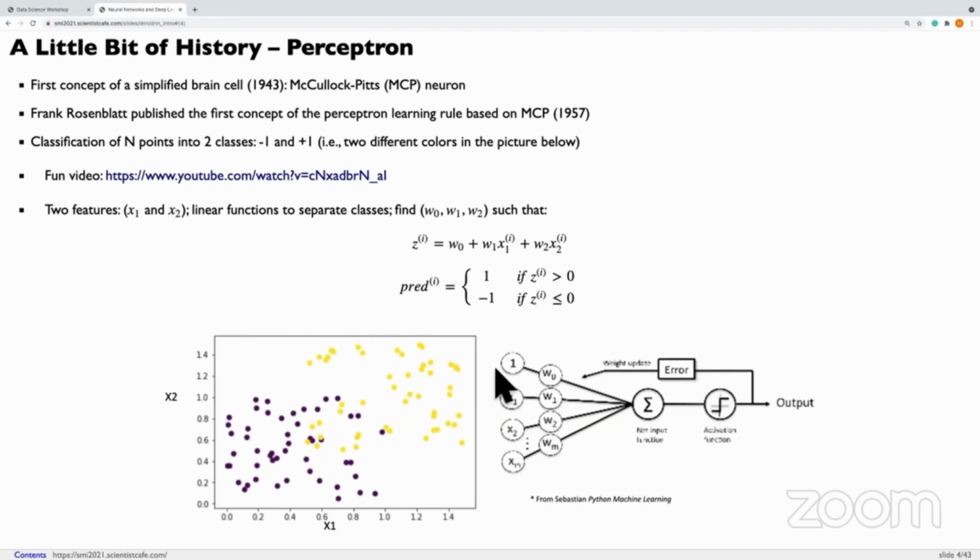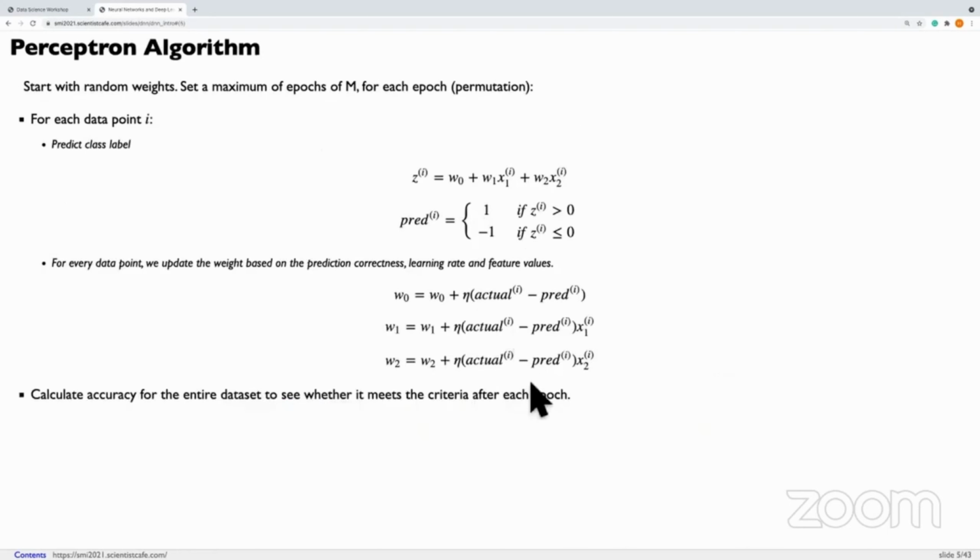So how do you optimize this very naive model? You can start with some random weights. Then you set a maximum number of epochs. What is an epoch? In neural networks, you use the samples multiple times. Once you use the samples one time, it's an epoch. And the second time, the second epoch. So it's basically a definition of how many times you want to use the samples you have.